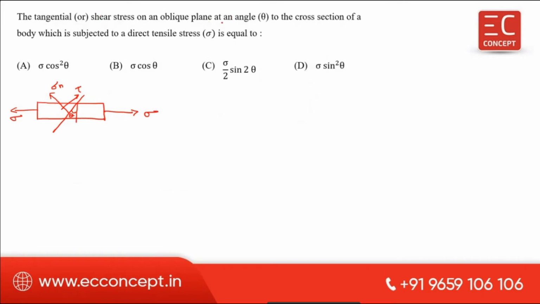Shear stress on an oblique plane at an angle theta to the cross section of your body. This is the cross section of the body at which the direct tensile stress is acting. Now we know this formula, right? Tangential stress: tau is equal to sigma x divided by 2, but here sigma x equals sigma, into sine 2 theta. So the answer for this question is this.